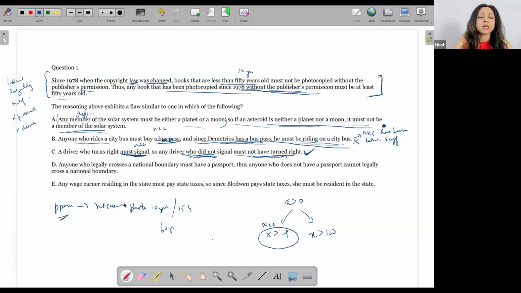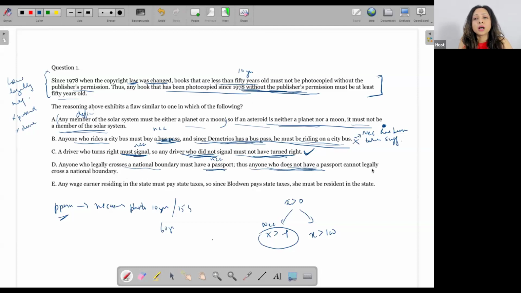Okay. Look at D. Anyone who legally crosses a national boundary must have a passport. So again, very similar. We are saying that a passport is necessary to legally cross a national boundary. Yeah, it is a law, right? Again, very similar to our original argument, first sentence at least. Thus, anyone who does not have a passport, great. Again, the necessary condition has been negated, just like it was negated in the original argument also. So anyone who does not have a passport cannot legally cross a national boundary.